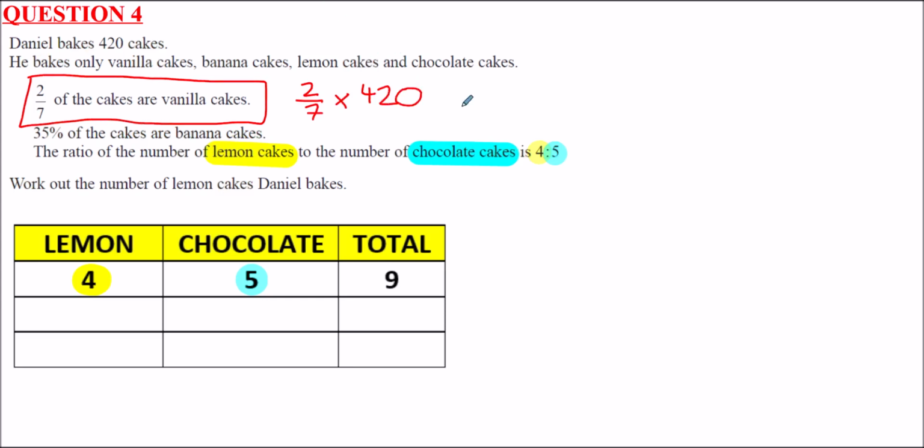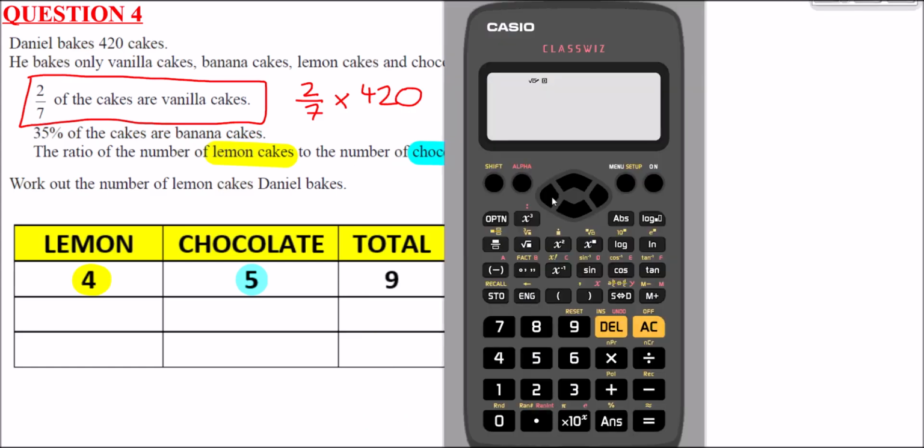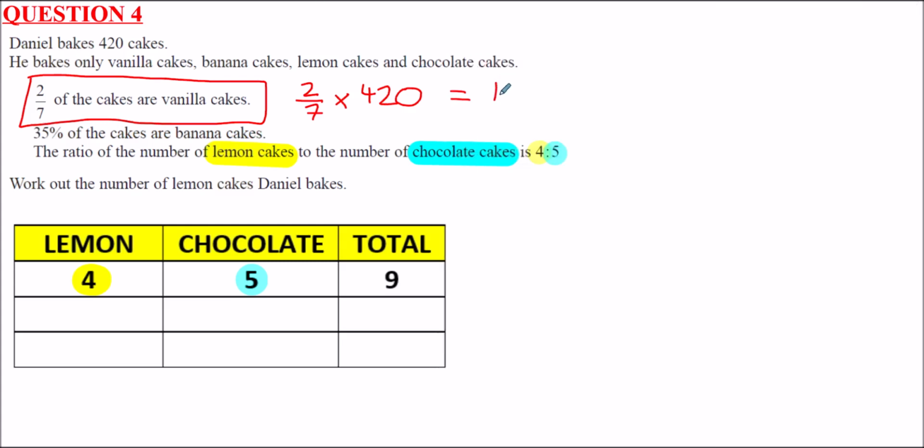So let's work this out now on the calculator. So 2/7 multiplied by 420. So we get the fraction button, and just type in 2/7 multiplied by 420. That gives us 120. So 120 of these cakes are vanilla.